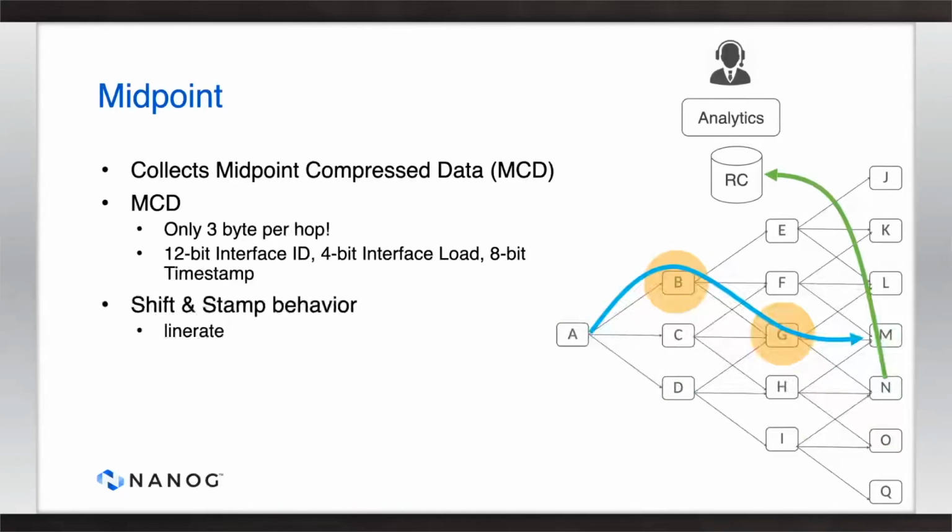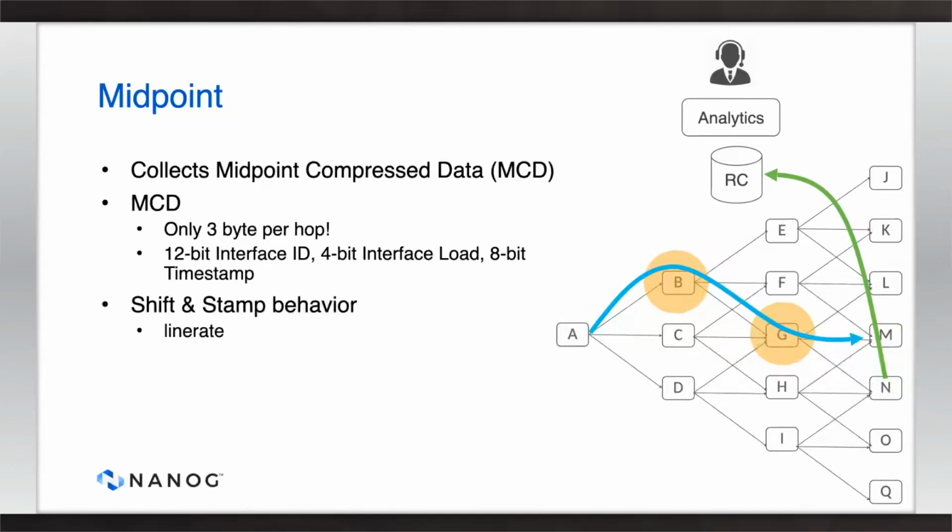So now we have the midpoint, and that midpoint is collecting that data, that MCD. And as we mentioned earlier, it's 3 bytes per hop. You have that 12-bit interface ID, which is not globally unique. It can be repeated on each router because the analytics engine knows the router that it's collecting from, via the MCD field, it knows which router stamped it. Therefore, it knows the interface ID is on that router, right? We have that 4-bit interface load that we talked about before, and we have that 8-bit timestamp.